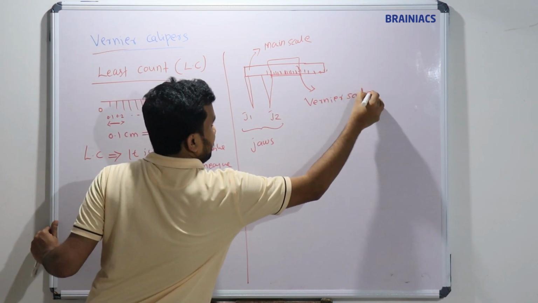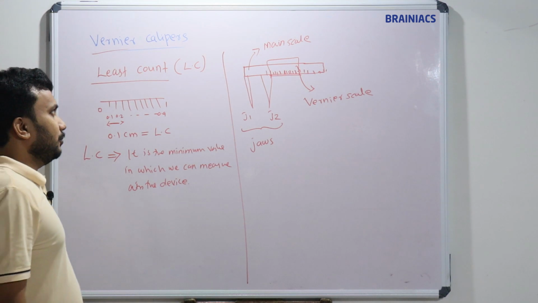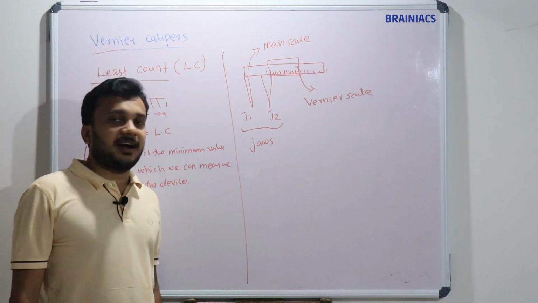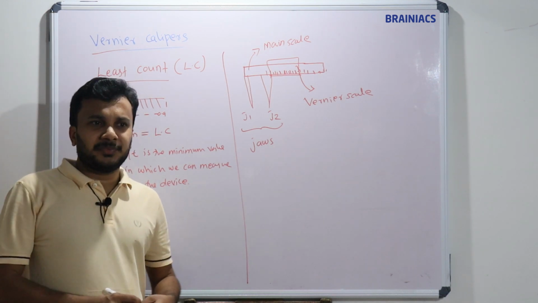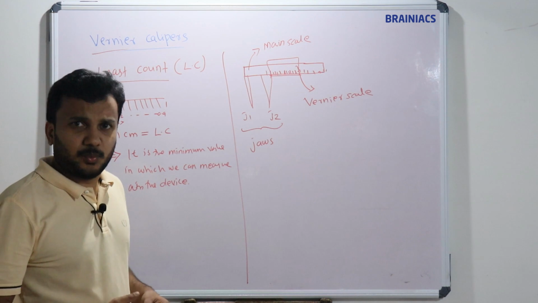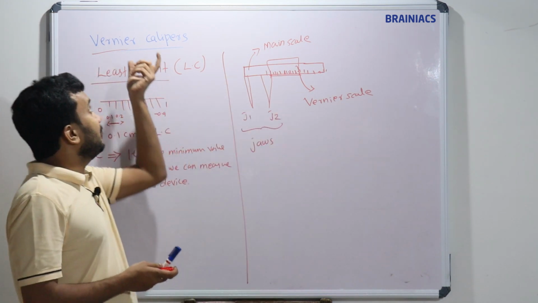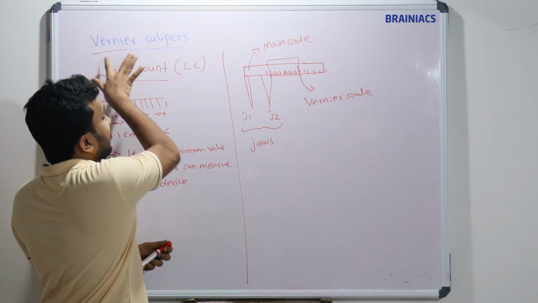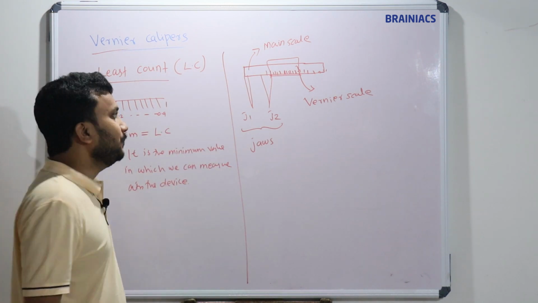This vernier scale is an instrument found by a scientist, Pierre Vernier, I think in the year 1691, I guess. He found this device, and that's how the name comes: vernier caliper, because his second name is Vernier.